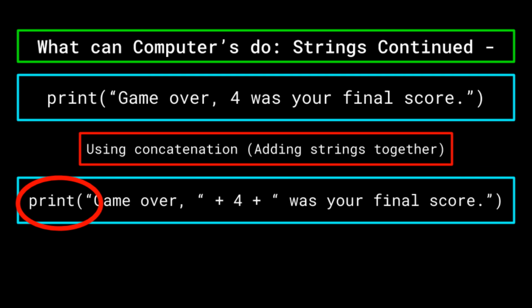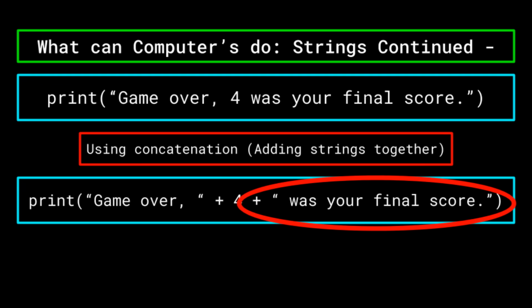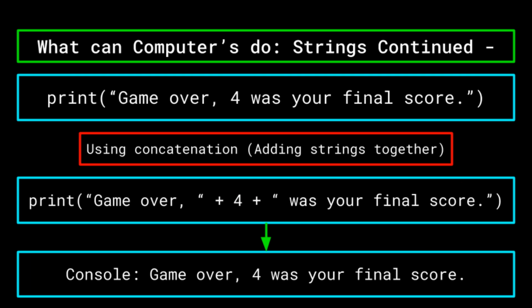We of course begin with the print statement, which again will be different across all languages, but in this case we're using Python. Inside the print statement, we start off by printing the string game over. Now here comes the important part. From there, we use a plus sign and add 4 to the print statement, just like if you were adding 2 numbers. Then we can repeat this process with another plus sign for the final string was your final score, and we're able to print out the entirety of our statement easily. Doing this, we can easily print out multiple different strings and integers together in one print statement.